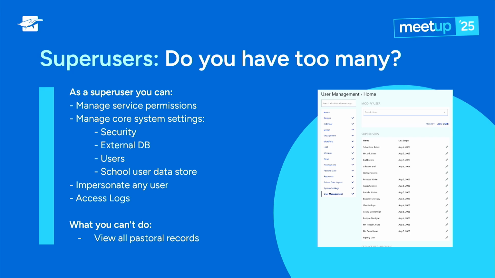Thank you. All right, so when we look at the idea and the concept of a super user, they effectively have access to everything. Everything apart from pastoral care records, but the caveat behind that is they can give themselves the permission to have pastoral access. So they can manage these service permissions. They can manage the core aspects of the system, such as your security settings, your authentication, your external database, your user management. They can go and impersonate any user across the system. They have access to all of the logs.